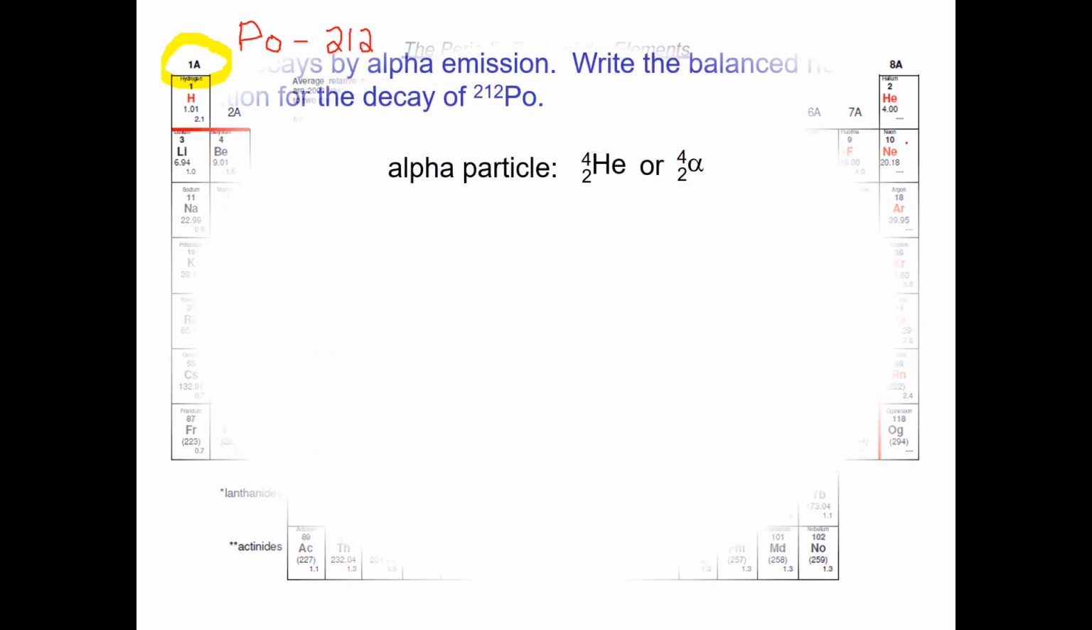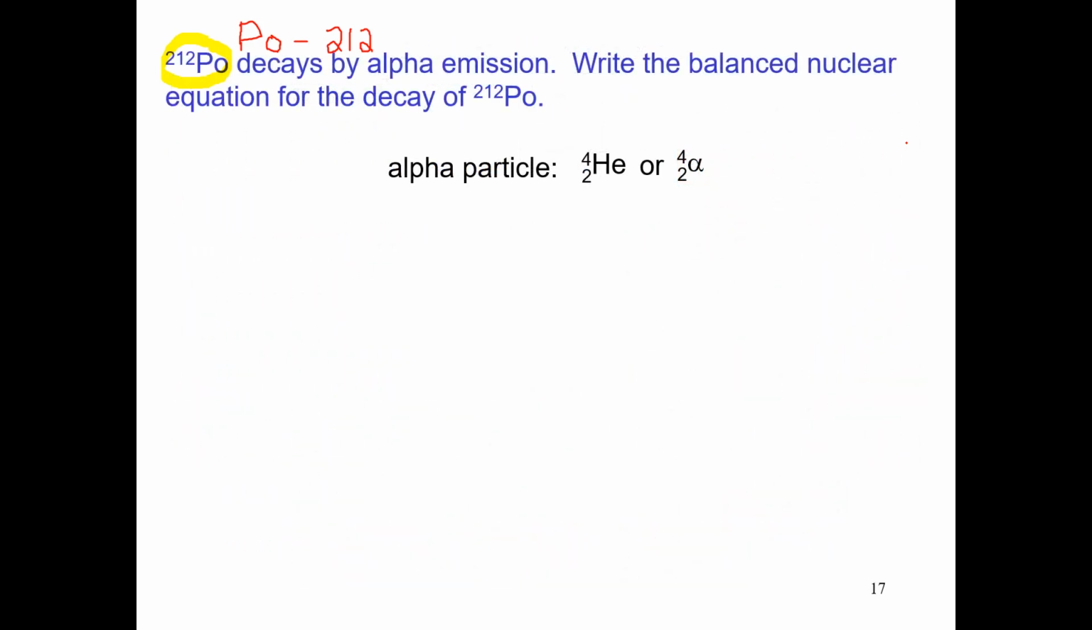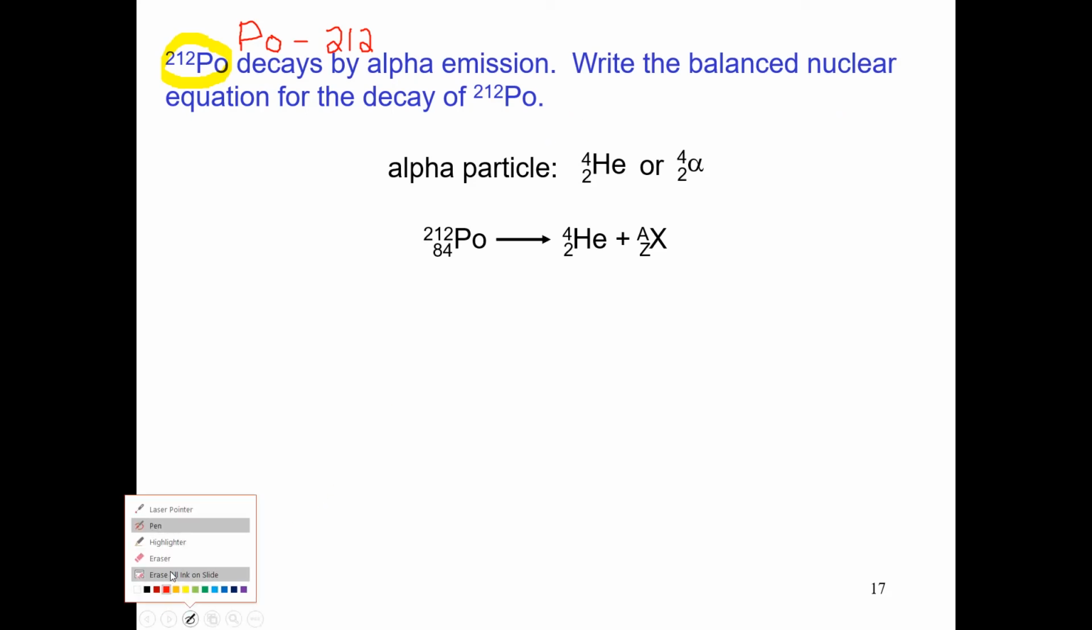Just take those things into account. Okay, let's go back to our problem here, and let's write this in the following form. Remember, polonium-212 has an atomic number of 84, and the reaction produces an alpha particle and some daughter nuclide that we're going to have to figure out. So this is our unknown. In balancing a nuclear equation, we don't necessarily know what the daughter nuclide is, and the process essentially consists of figuring out who the daughter nuclide is.